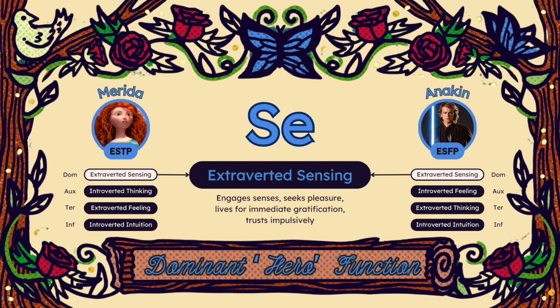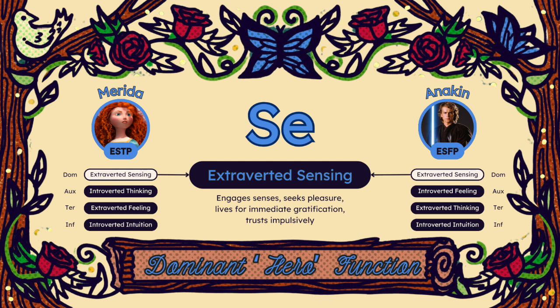Merida showcases her extroverted sensing dominance through her keen attention to physical sensations, agility in navigating the environment, and a strong orientation to the present, seeking pleasure and excitement in her adventurous pursuits. Her impatience and occasional short sightedness reflect the impulsive nature associated with extroverted sensing.